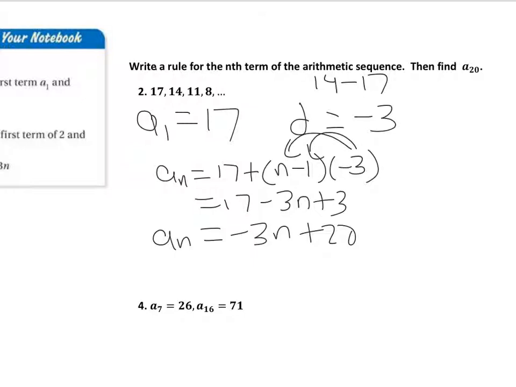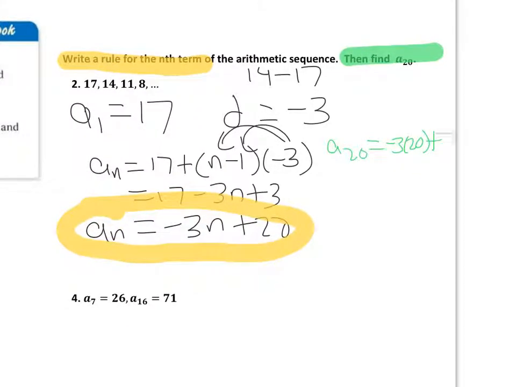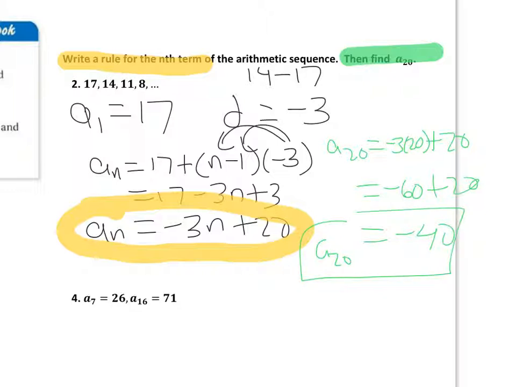It says, write a rule for the nth term. That's that part. But then it says that we want to find a sub 20. So what that means to do is, now that we have the rule, you plug it in. So you get negative 60 plus 20, negative 40. So there we go.